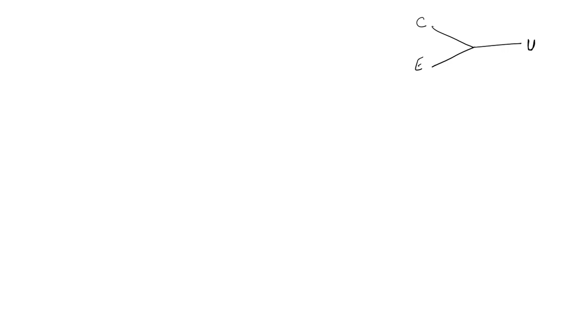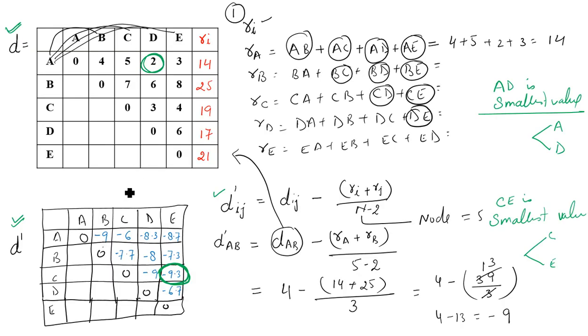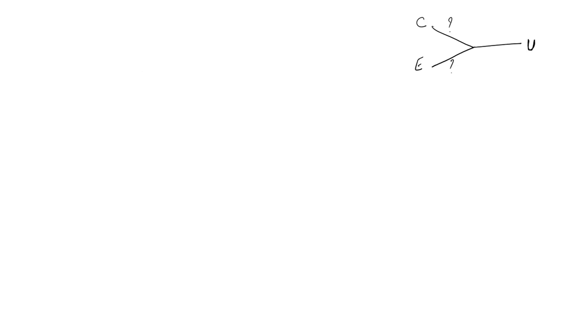Now we have to calculate the branch length of C and the branch length of E. If you see here, we are not going to use any of these values from the D dash matrix in our calculation. Only and only we are doing this calculation to find the smallest node. Here we have identified C and E are the smallest and the value is minus 9.3. Now we are going to calculate the actual branch length.